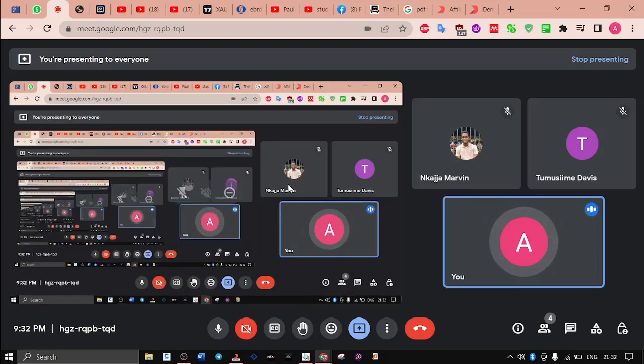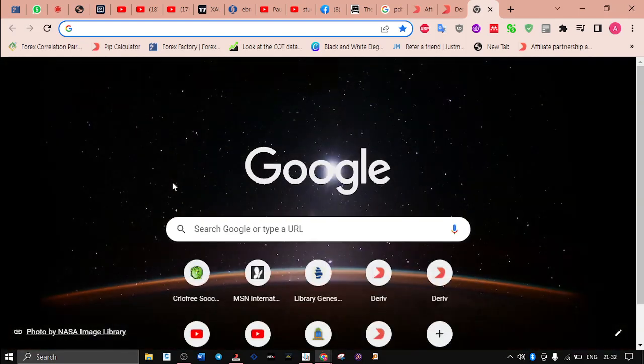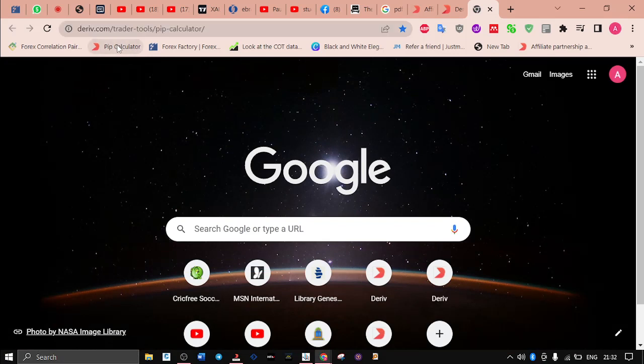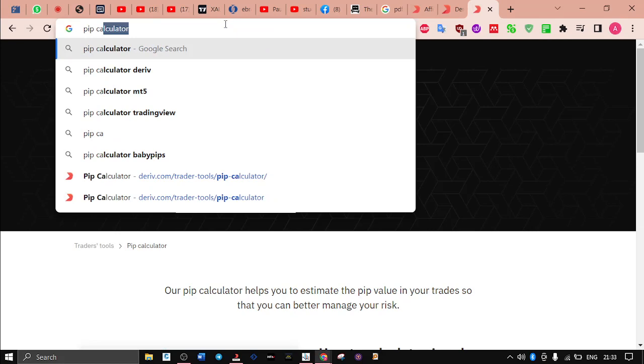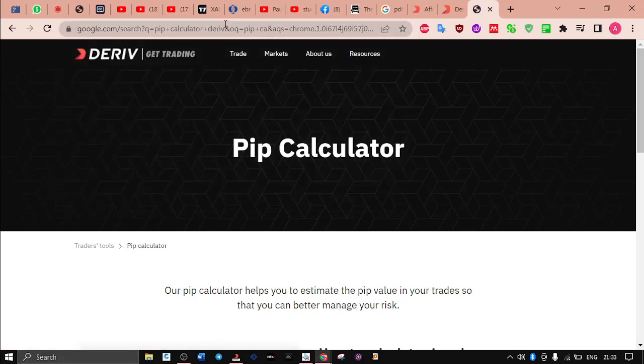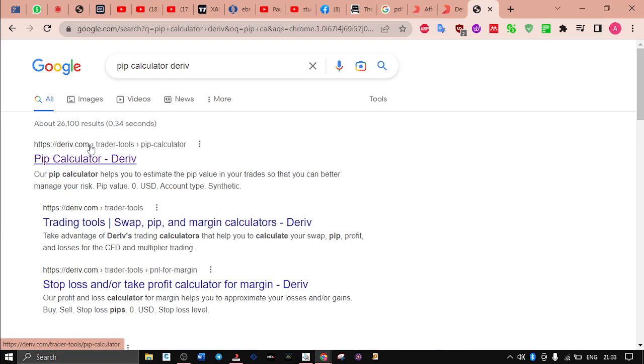You want to know how to calculate stop loss, how much amount of money and the pips you'll be stopped out. Well, very good question. There's something I use. It's called the pip calculator. You see, I've pinned it here. I click it here. You can just type in pip calculator and you put there Derive. When you click there, it will bring you these results. You have to first see the words Derive.com, trader tools, pip calculator. You click on it.